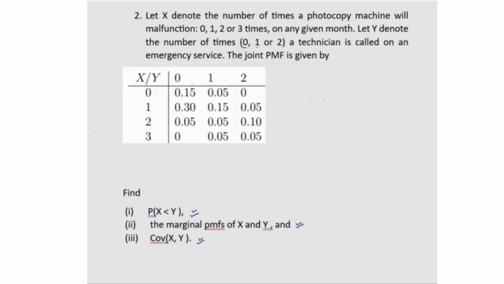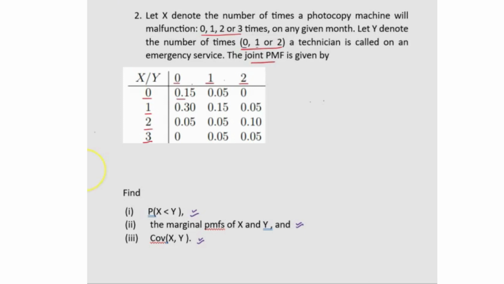Now the next question is, let x denote the number of times a photocopy machine will malfunction, and y denote the number of times a technician is called. So x is taking values 0, 1, 2, 3 and y is taking values 0, 1, 2, and for this problem the joint probability mass function is given to us. That means these are the corresponding probabilities for these x and y values.